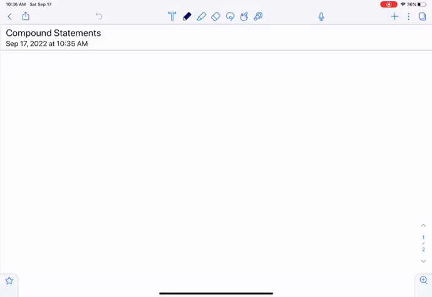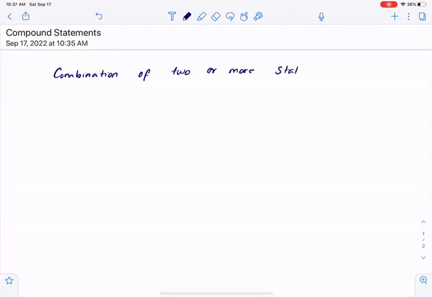What is a compound statement? A compound statement is one where we have combined two or more statements. We're going to keep it simple initially and just look at two of them.